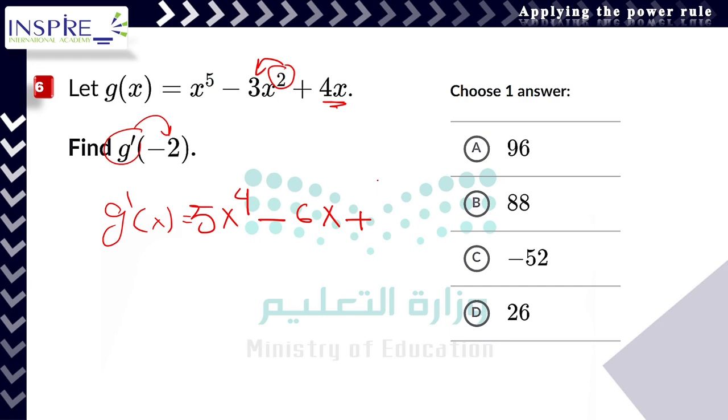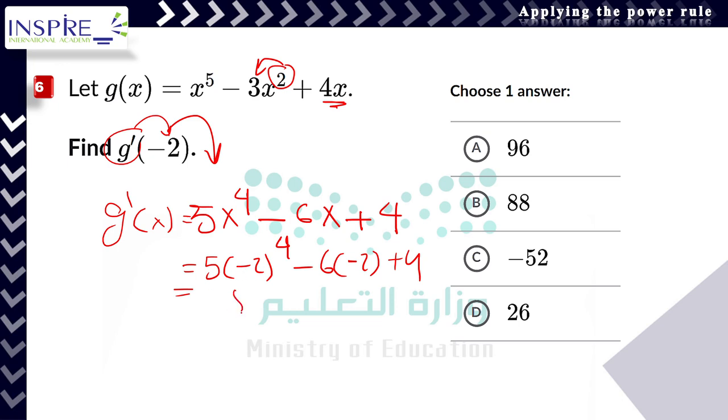What is the derivative of 4x? It will be only 4. And then plug in your number, it will be 5 times negative 2 to the power 4, minus 6 times negative 2, plus 4. Okay, let's calculate it. This one will be positive 16, so it will be 80, 80 plus 12 plus 4, so it will be 96.